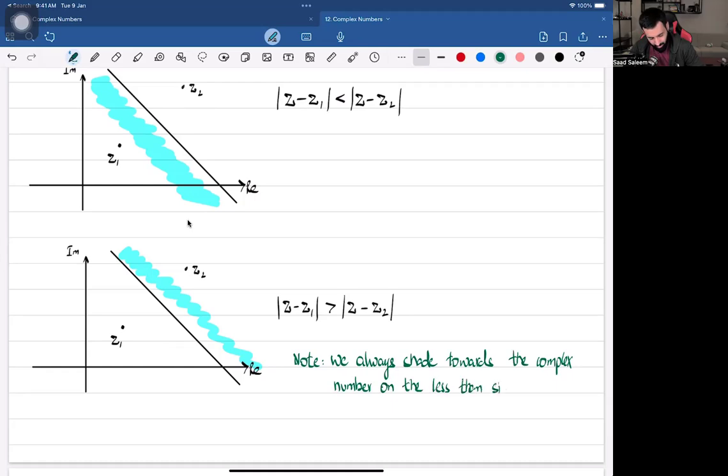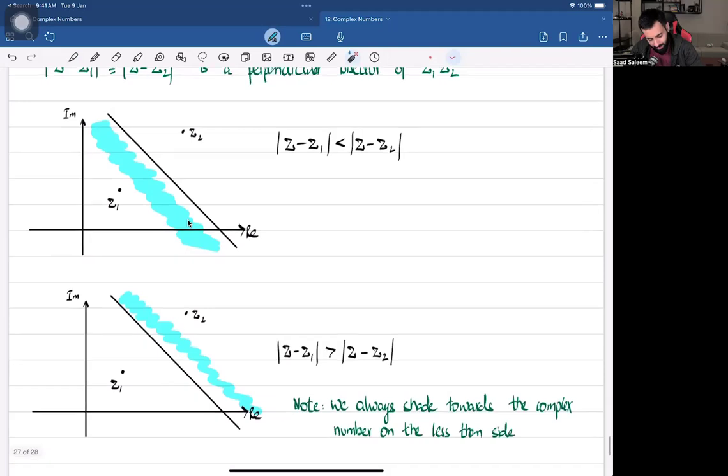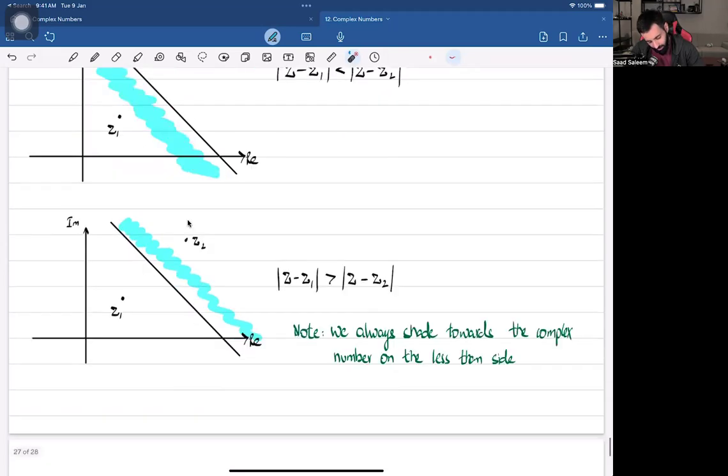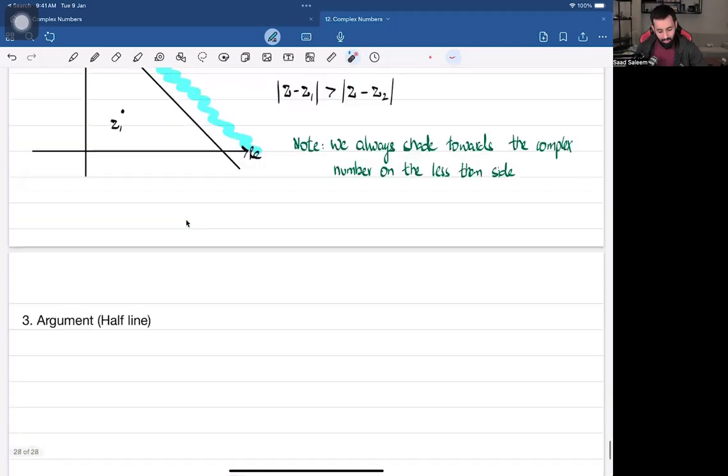Now what do I mean by that? The less than sign over here is basically towards Z1, so we shade towards Z1. The less than sign over here is towards Z2, so we shade towards Z2. We shade on the side of the perpendicular bisector which is towards Z2. Use this trick and this will help you solve nearly all your problems. Now let's do some example questions related to this as well.